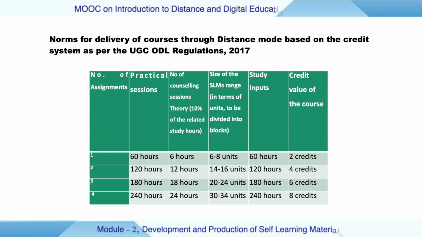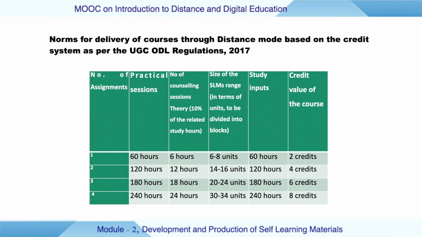Again, when the credit value of the course is of 6 credits, the study inputs will be of 180 hours, while the size of the SLM's range would be between 20 and 24 units, and the number of counseling sessions would be 18 hours of study, and the practical sessions will be of 180 hours, while the number of assignments will be 3.